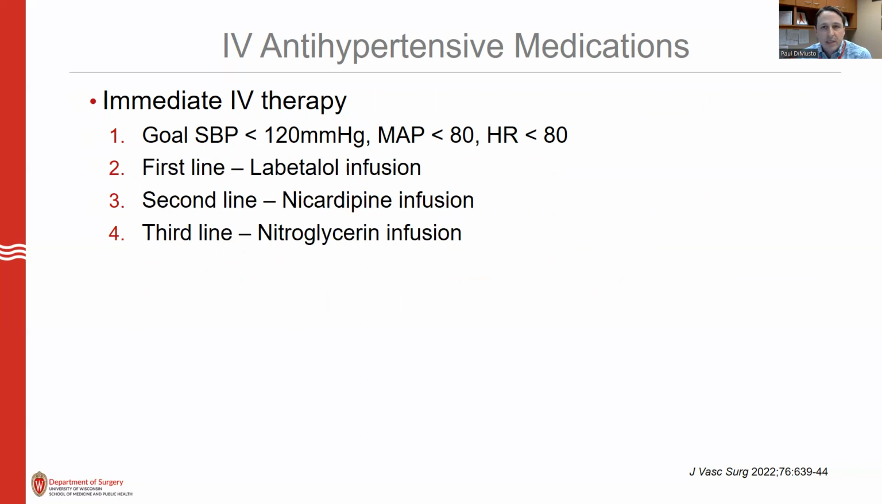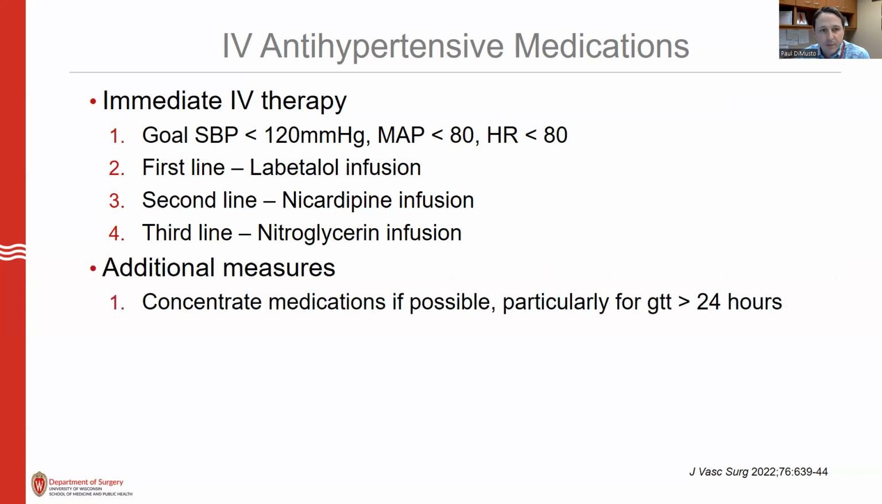We use labetalol as our first line infusion, which has helped us decrease our pharmacy costs and our issues of volume overload. We then add nicardipine, and nitroglycerin as our third line infusion. We work with the pharmacy to concentrate the drips if patients are on them for more than 24 hours to reduce the volume that they get.